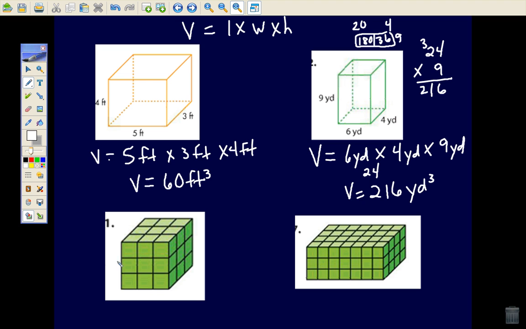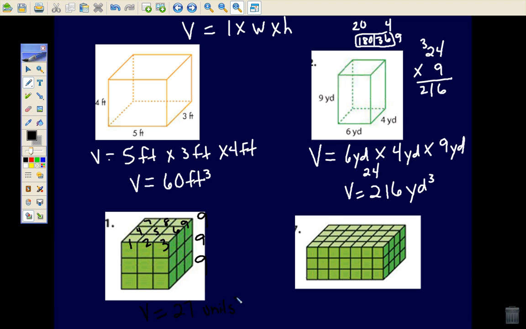All right, down here, we can use the formula if we want, or we can just count each layer and see how many are in there. I can see from the top layer I have 1 cube, 2 cubes, 3 cubes, 4, 5, 6 cubes, 7, 8, 9 cubes. So per layer there are 9 cubes. This layer would have 9 cubes, and this layer would have 9 cubes. So when I add all those together, I get the volume of 27 cubic units.